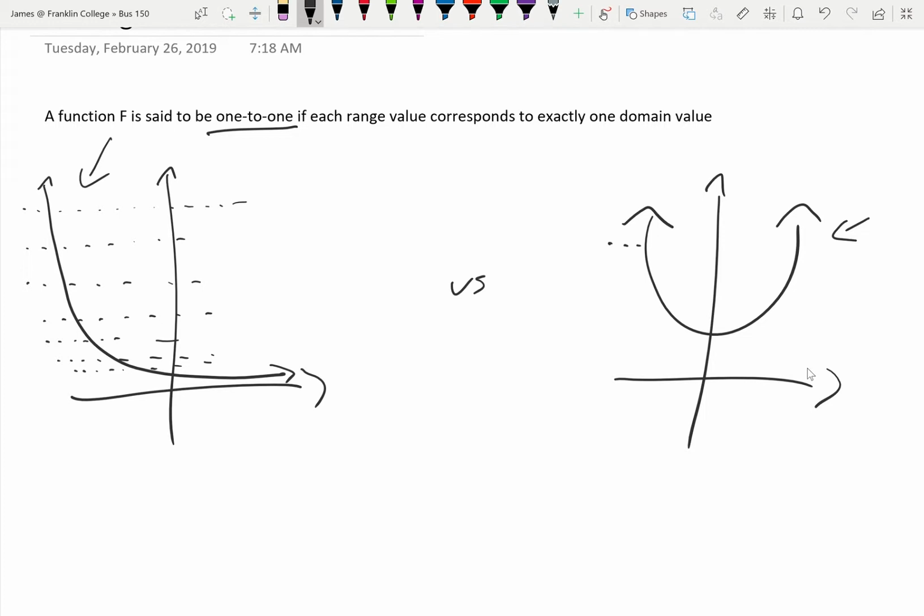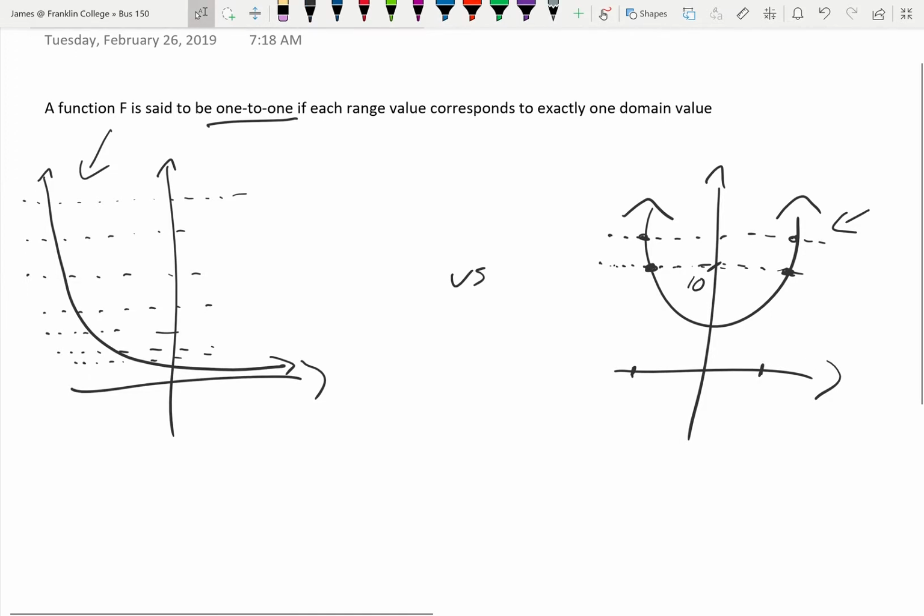Contrast that with the parabola that we have going on over here. We can see that some horizontal lines will cut through this function more than one time. So for some range values, say range equals 10 right here, there are two domain values that will give that range value. So this is not 1 to 1.